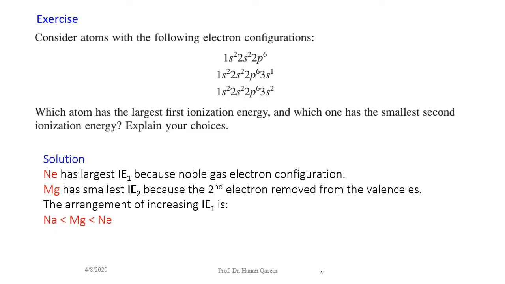Now we have an exercise here. Consider atoms with the following electron configuration: 1s2, 2s2, 2p6. This is for the neon element. This is the first element of the period, which is 11, the sodium atom, and this is the Mg atom. Which atom has the largest first ionization energy? First ionization energy is largest for the noble gas, for neon.